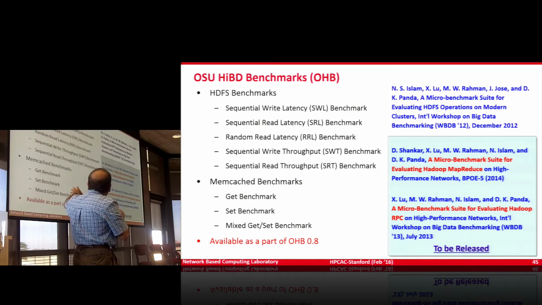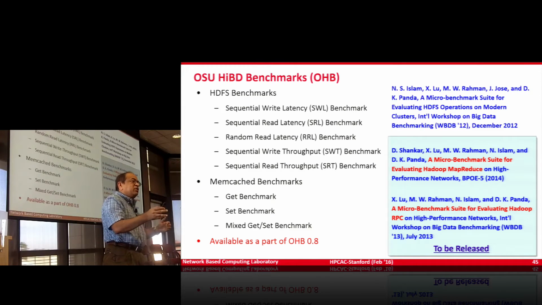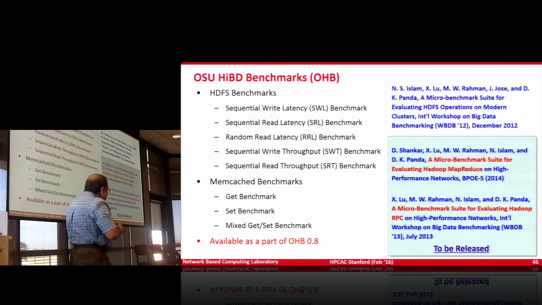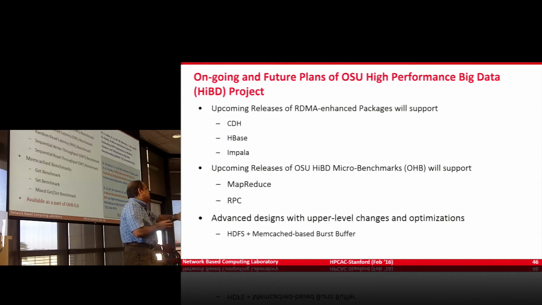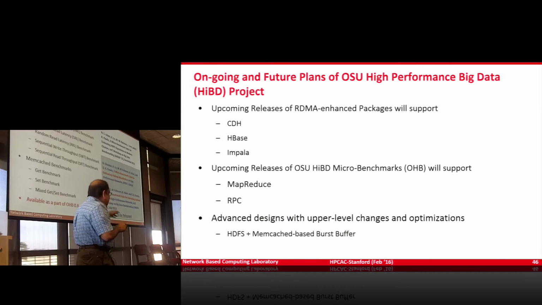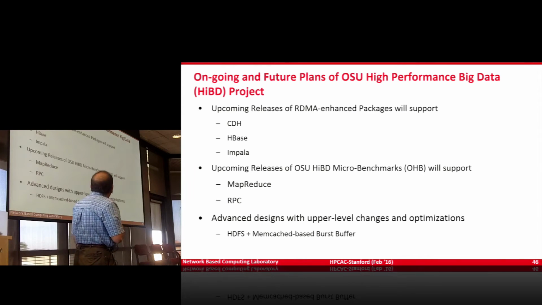There is a set of HDFS benchmarks and Memcached benchmarks. These are available to download, and if you want to evaluate multiple HDFS solutions, you can use them. These are low-level benchmarks, and you can see how one HDFS compares with another HDFS. You can do similar things for Memcached. We also have a pure MapReduce benchmark, which doesn't depend on HDFS, and similarly pure RPC benchmarks. So you can evaluate component by component. These will be gradually released over a period of time.